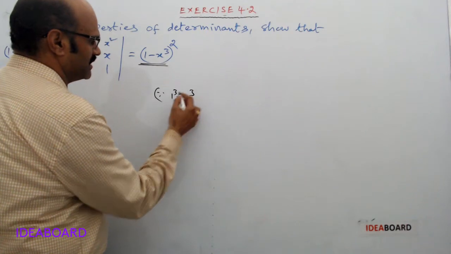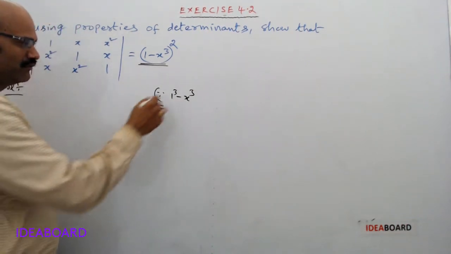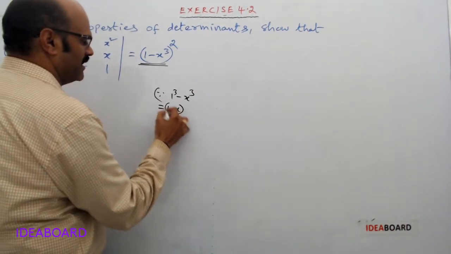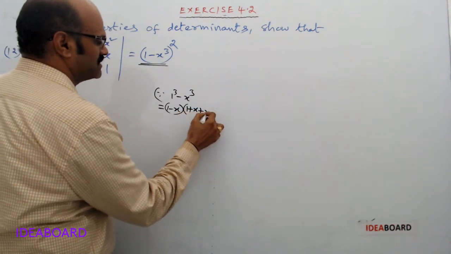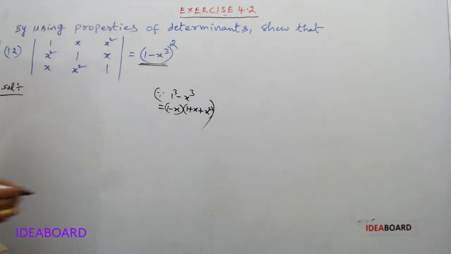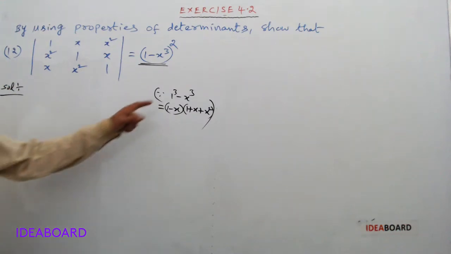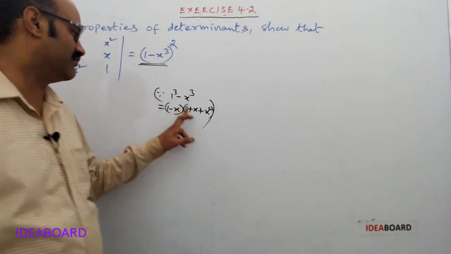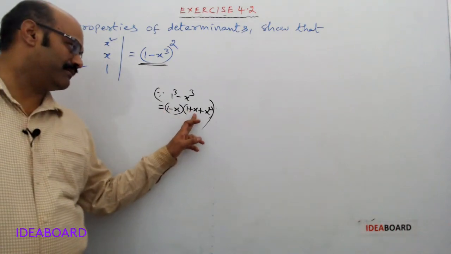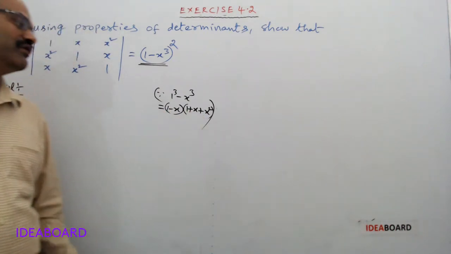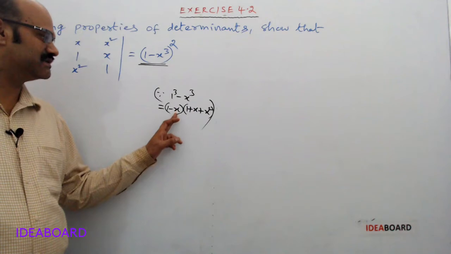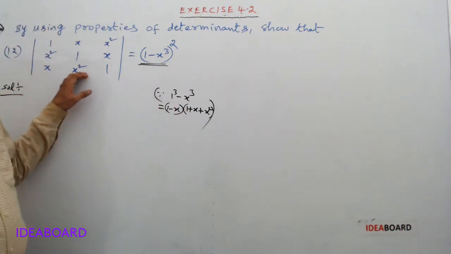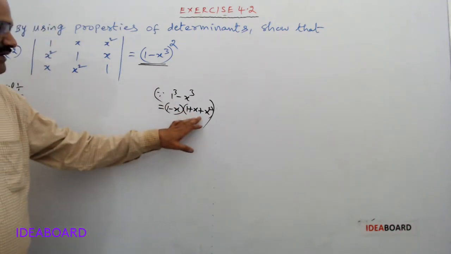1³ − x³ has two factors: (1 − x) into (1 + x + x²). The formula is a³ − b³ equals (a − b) into (a² + ab + b²). Now we have to verify whether any one of these factors comes by taking any operation here.